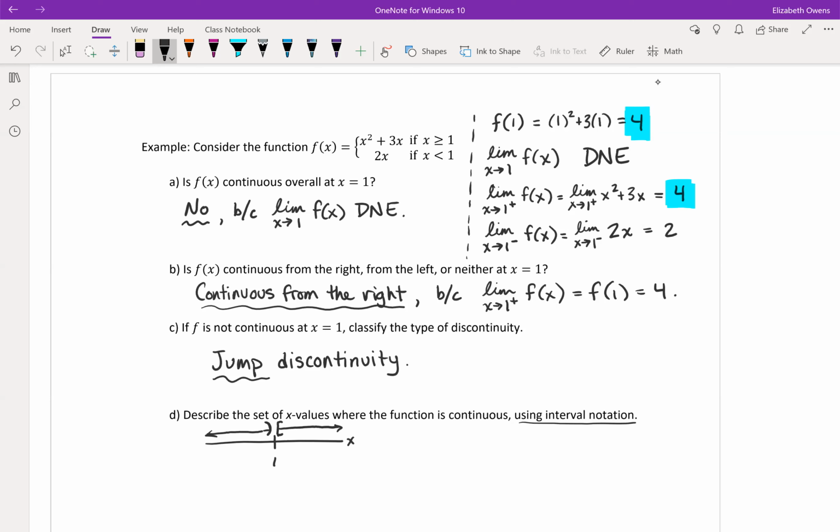So we have two intervals of continuity. One goes from negative infinity to 1, not including 1. And then the other one is from 1 to infinity. We do get to include 1 in that interval since we have that continuity from the right.